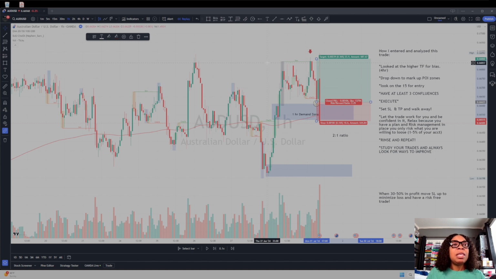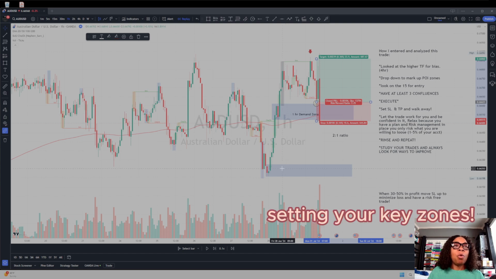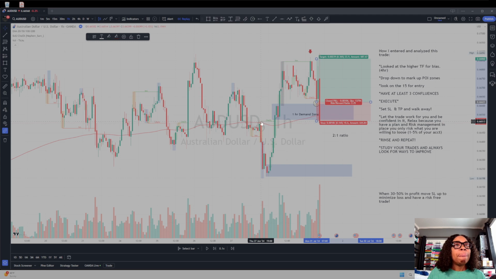So some of the key things that I want to take away from this is setting your demands, being aware of other demands around you in that same area, looking at your EMAs and making sure that your trend agrees with the EMAs. I use Fibonacci sometimes, but it just depends on the setup, how and when I use my Fibonacci retracement tool.